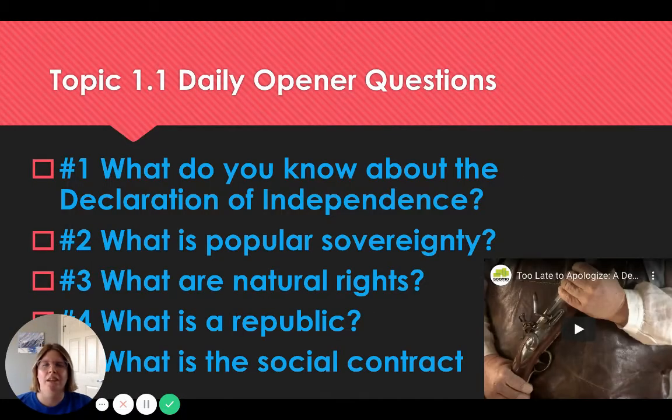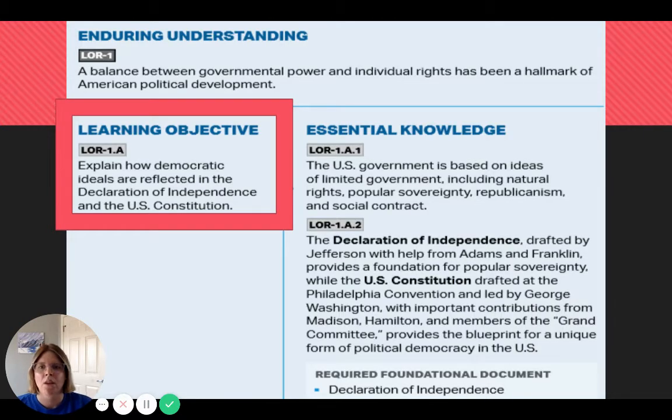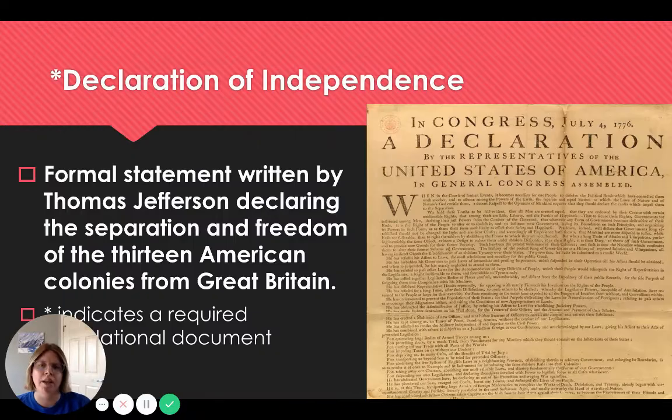So I asked students our opener questions: what do you know about the Declaration of Independence? I asked them some prior knowledge on popular sovereignty, natural rights, what's a republic, and what's a social contract, all topics that we'll look at today. Our learning objective was to explain how democratic ideals are reflected in the Declaration of Independence and also in the US Constitution. So we're going to go through those ideals, make sure we define them, and understand where exactly they are in those documents.